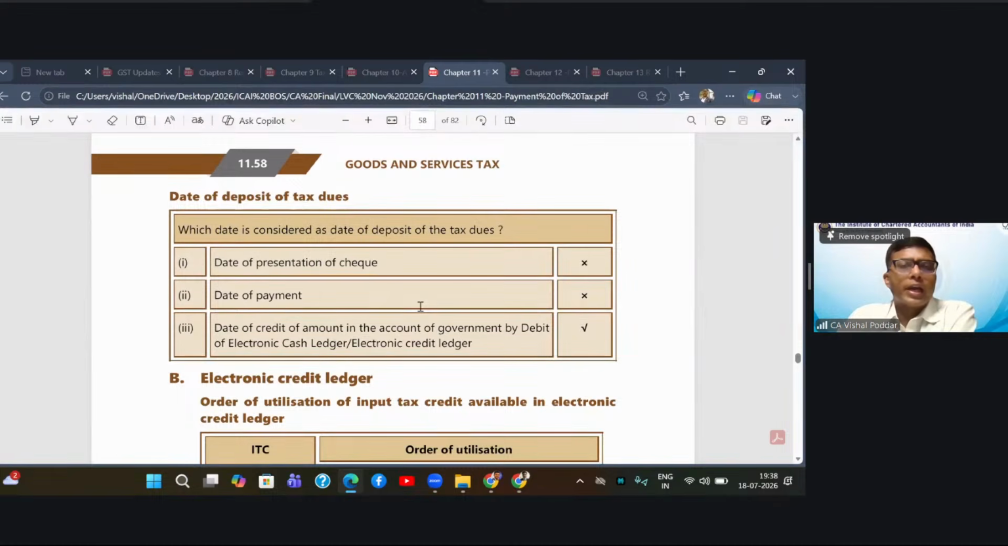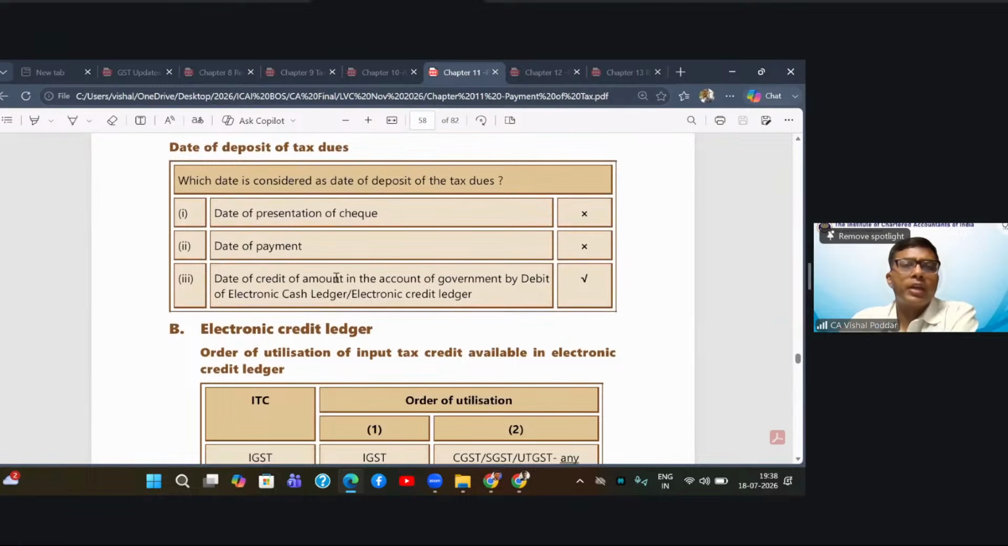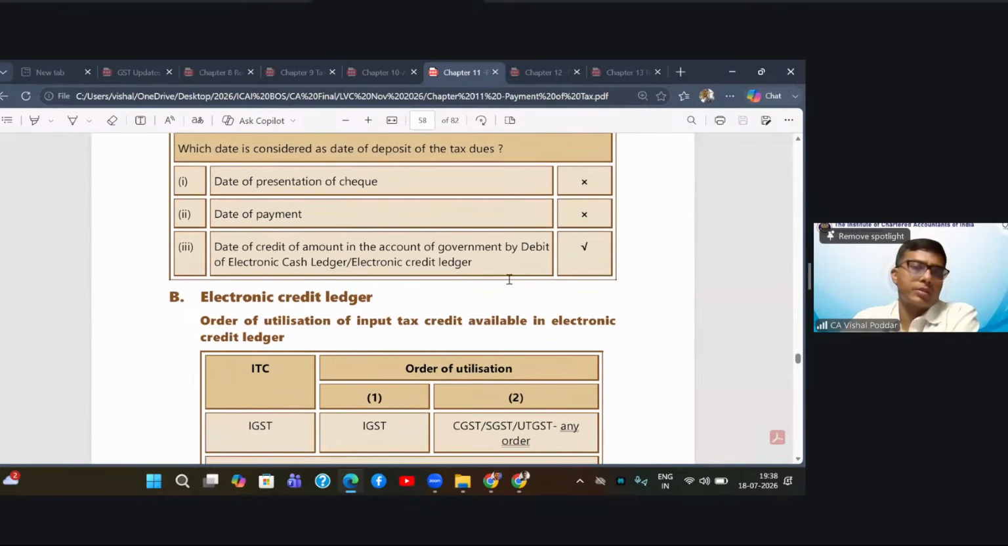Now, what is considered as the date of deposit of tax? Whether it is the date of presentation of cheque, no. Whether it is the date on which you made the payment, no. It will be the date on which the amount is credited to the government's bank account. So only when finally the money reaches the government bank account, that is considered as the date of payment.